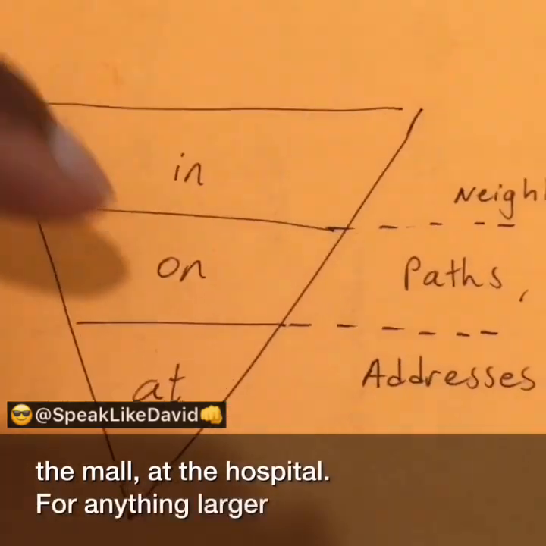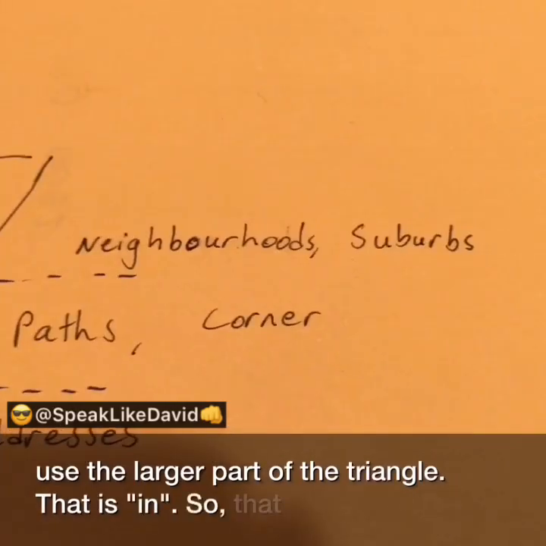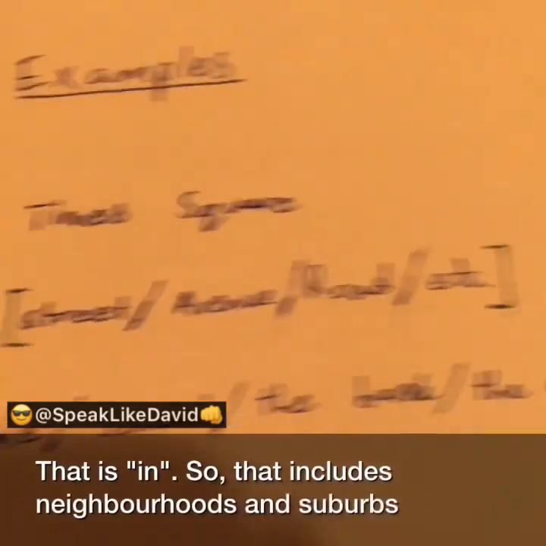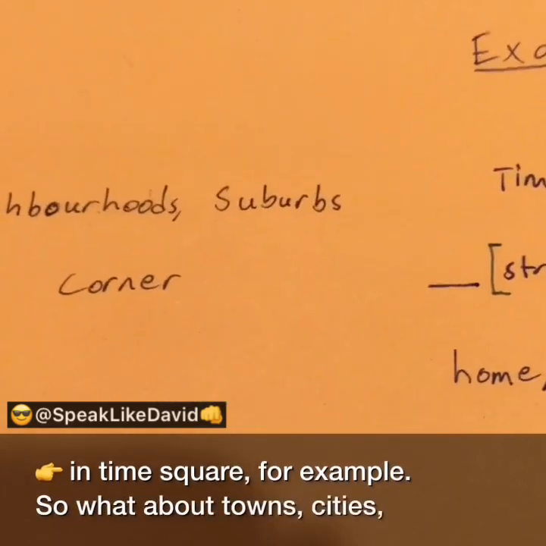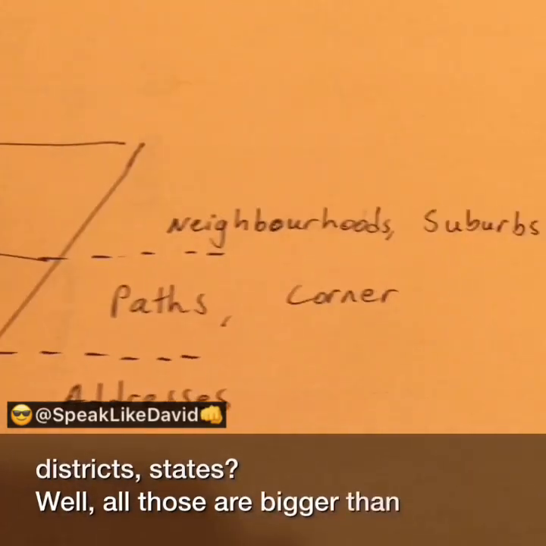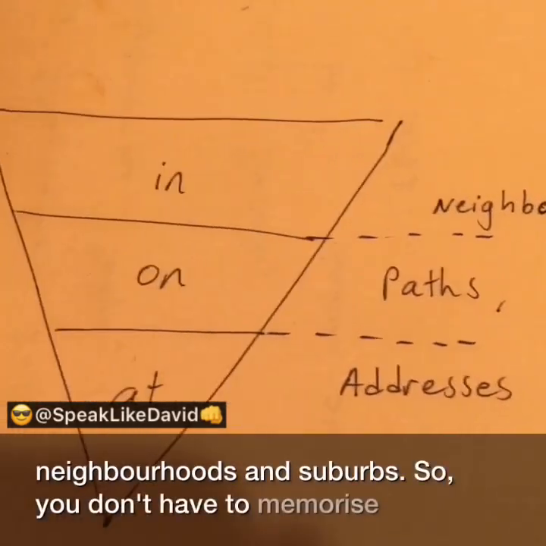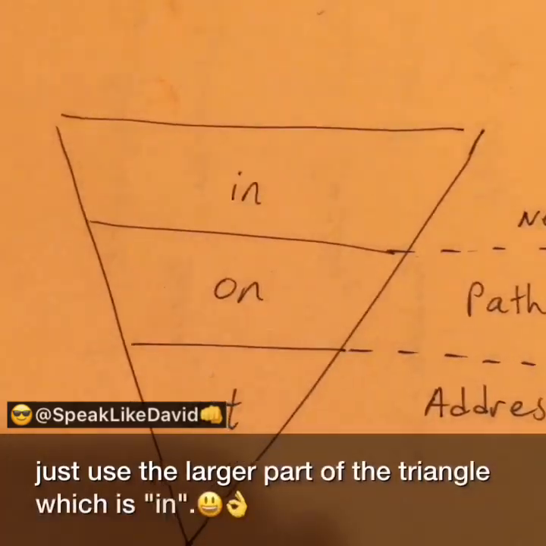For anything larger than a path, we use the larger part of the triangle, and that is "in." So that includes neighborhoods and suburbs. In Times Square, for example. So what about towns, cities, districts, states? Well, all of those are bigger than neighborhoods and suburbs, so you don't have to memorize that. We just use the larger part of the triangle, which is "in."